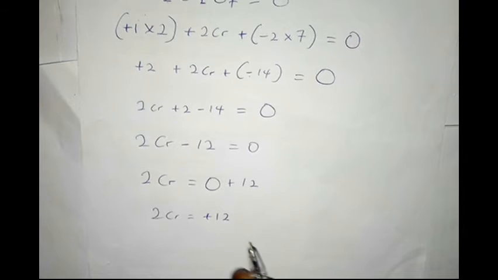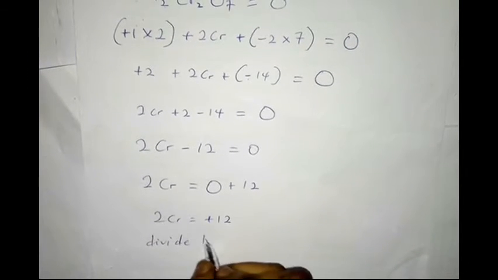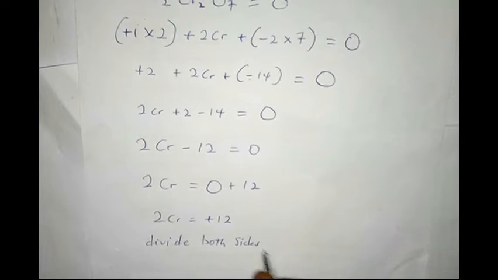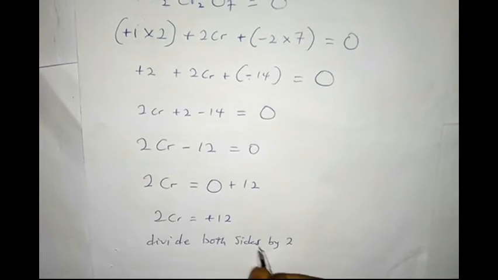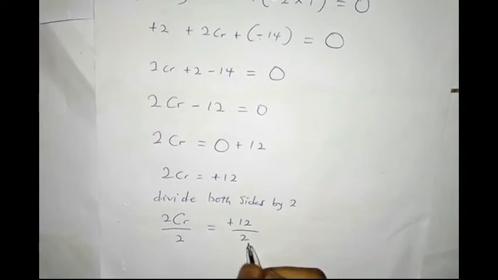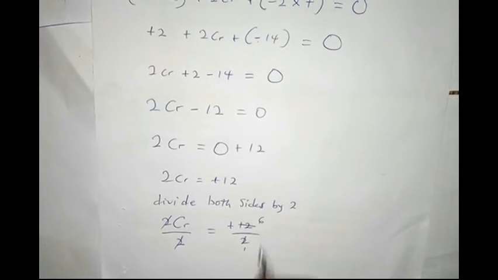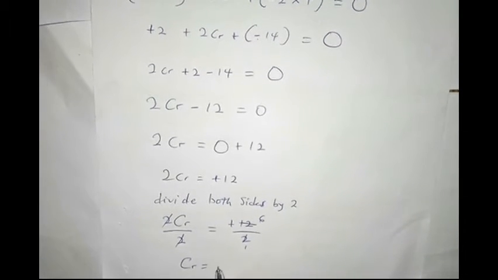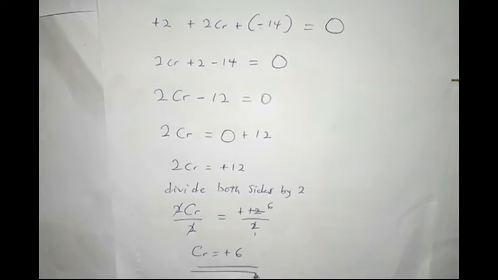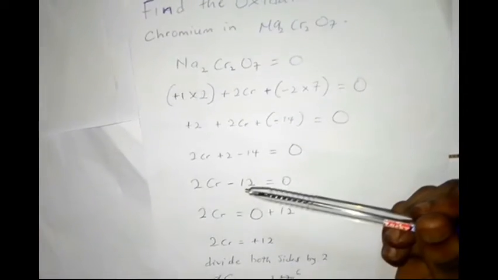Now, what are we going to do here? Divide both sides by 2 in order to get the value of our Cr. So 2Cr divided by 2 will be equal to plus 12 divided by 2. Then 2 will cancel 2 here. 2 here 1, 2 here 6. So Cr will be equal to what? Plus 6. Which means that the oxidation number of chromium in Na2Cr2O7 is plus 6.